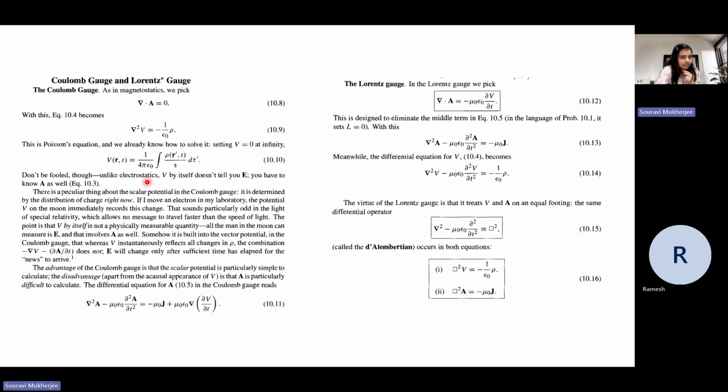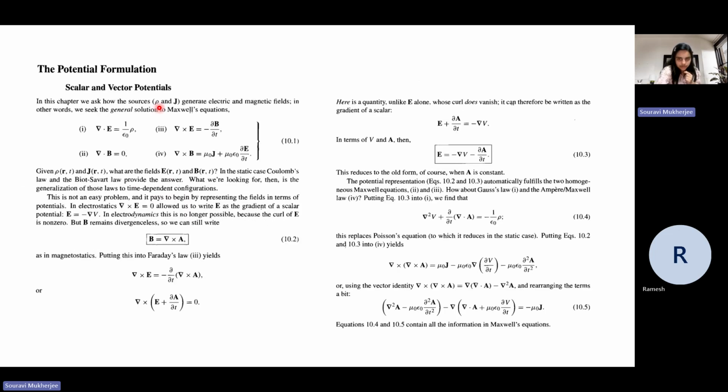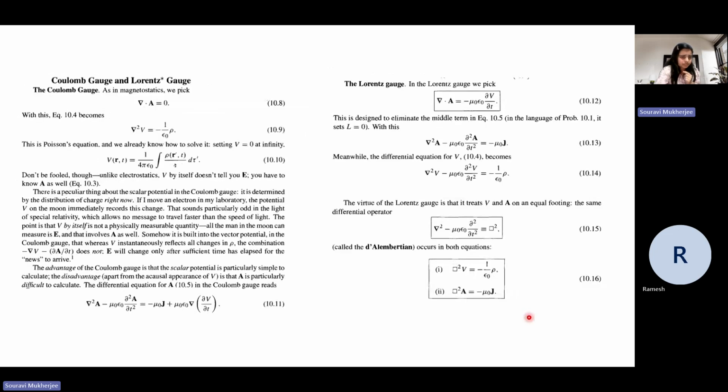But the problem with this gauge is that while solving for V is quite simple, solving for A is not that simple. Why? Because if you put this condition in this expression, this term would go away, but still you would have many terms in this equation. And so solving for vector potentials using the Coulomb gauge is not that simple.